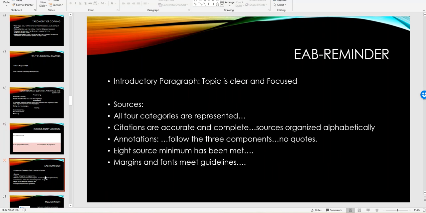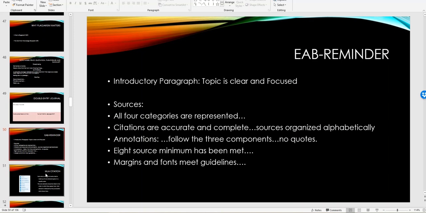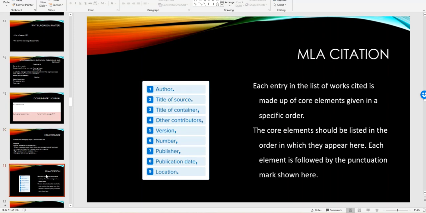All right, so remember, reminder on the annotated bibliography, you're looking for the introductory paragraph, your sources. All 4 categories are represented. Citations are accurate and complete. Sources organized alphabetically. Annotations follow the 3 components. There are no quotes in these annotations, right? You want to provide a short summary. 8 source minimum has been met, and make sure margins and fonts meet guidelines. The actual example in Blackboard is also a good example of how to format that document and annotations, right?